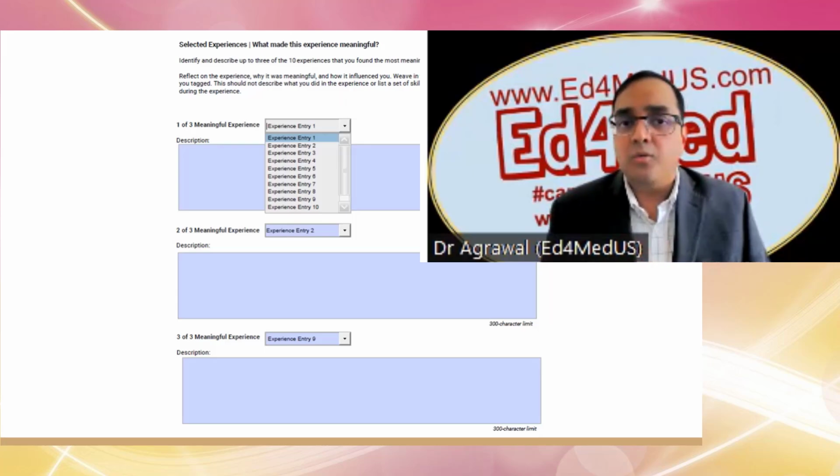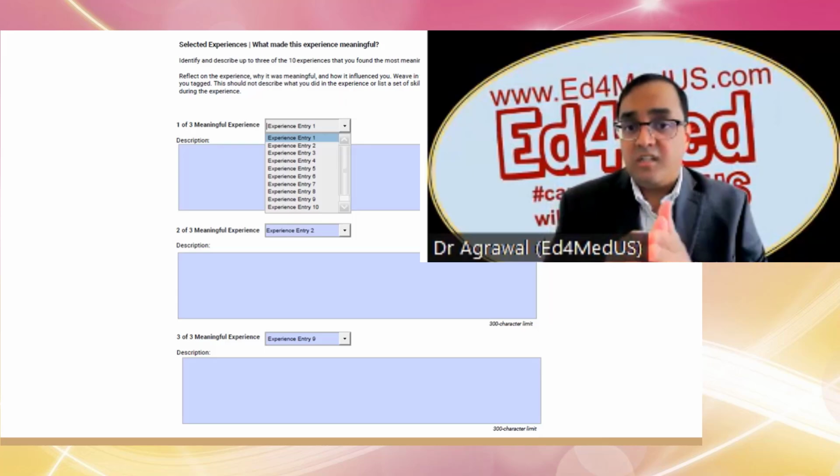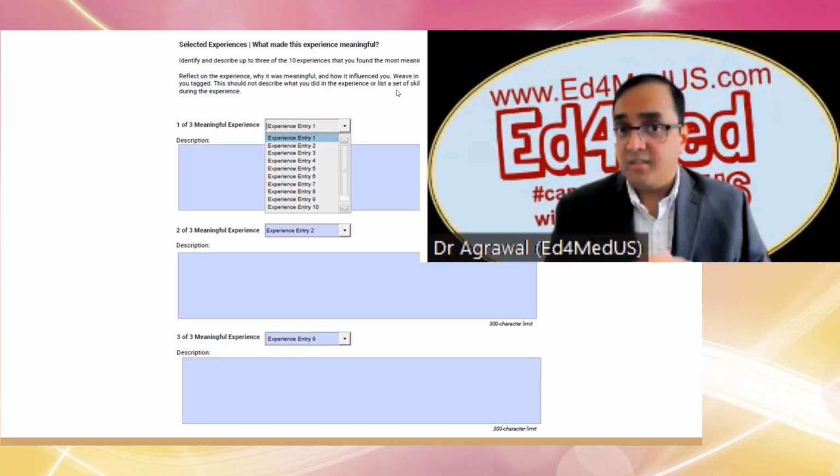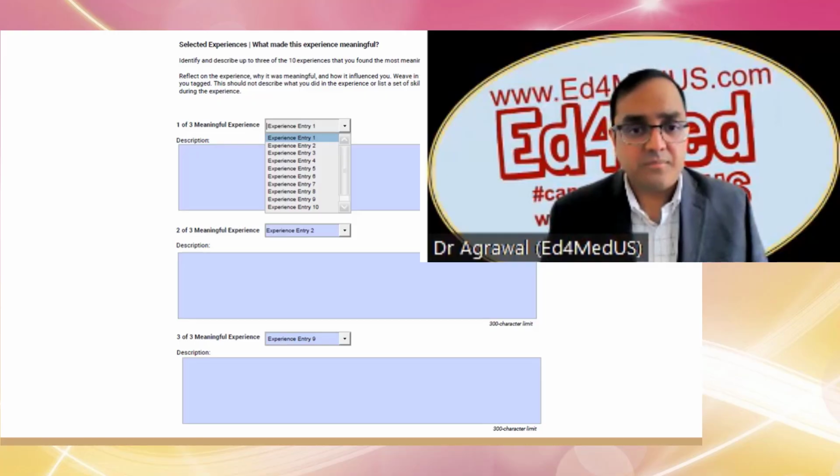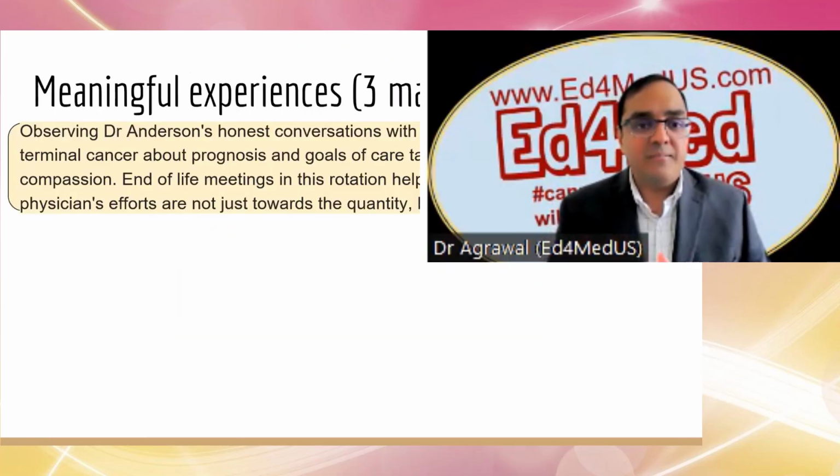How did it help you? You don't have to write about what skills you learned. They've described it very well in the instructions, so don't focus on that. I'm going to show you some examples. Again, remember 300 characters. So if people on Twitter, they know it's like 280 characters. So it's like writing a tweet, really.